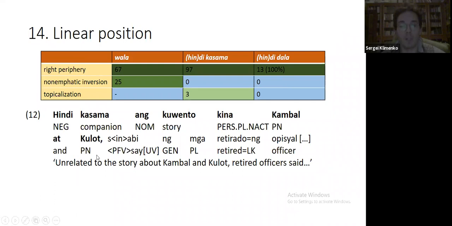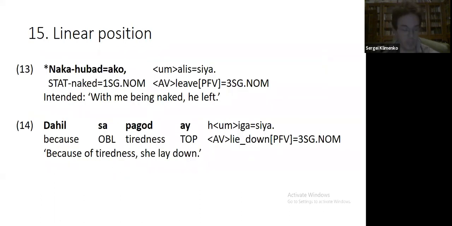So in this example, the caritive clause, unrelated to the story about Kambal and Kulod, or literally not with the story about Kambal and Kulod. So what's important about these three instances of topicalized Kasama clauses is that this position is not accessible for typical adverbial clauses either. So in 13, if you remember the example, he left with me being naked, you cannot put the clause nakahubad ako, I am naked, into the topicalized position. That's impossible. While this topicalized position is frequently occupied by prepositional phrases. So this might be used as a further evidence of grammaticalization of clauses with Kasama.